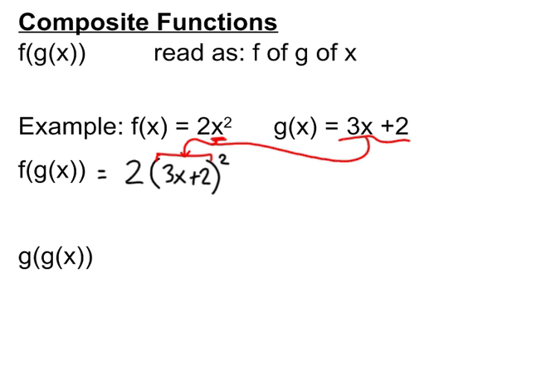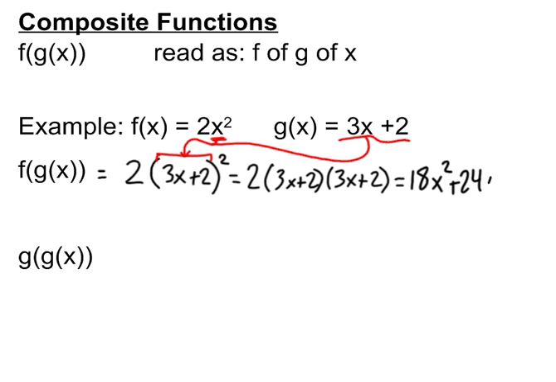We do want to simplify and work this out. This means 3x plus 2 times another 3x plus 2. Our final answer after FOIL and multiplication is 18x squared plus 24x plus 8.